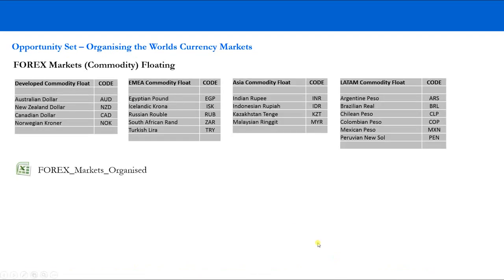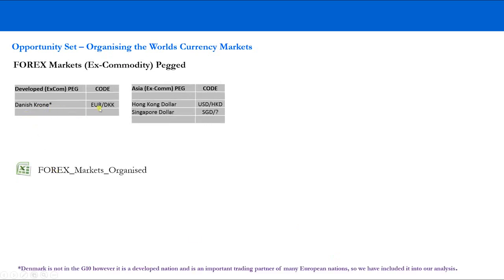So we have Denmark in here. Denmark's not in the G10, but it's a developed nation and is an important trading partner of many European nations. So we've included it in the analysis. So developed ex-commodity pegged, the Danish kroner, which is pegged to the euro. We also have Asia ex-commodity pegged, and we have in Asia the Hong Kong dollar, which is pegged to the US dollar, and the Sing dollar, which is pegged to a basket of currencies that are not made public in terms of the weightings and the exact sizes of those weightings relative to their trading partners.